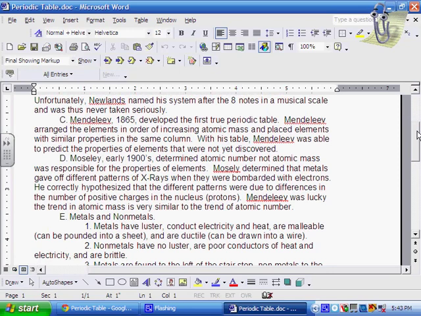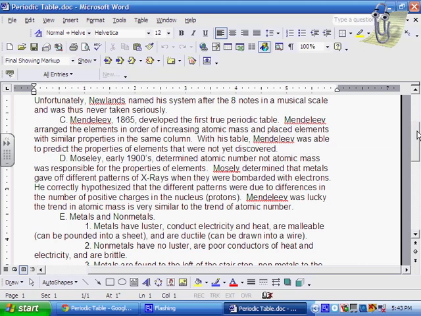So when he was able to do that, actually did it 3 times. By the time the third element came about that he had predicted, people paid attention to it, and his periodic table was accepted, and he became famous, and again, today we call Mendeleev the father of the periodic table. The big change, though, in the periodic table really was Moseley in the early 1900s.